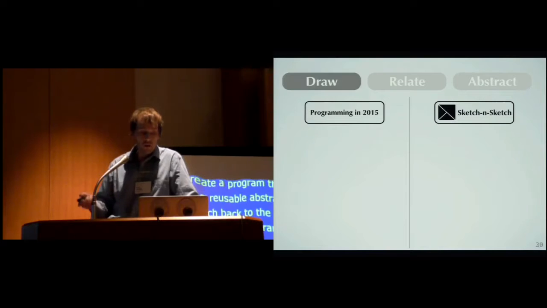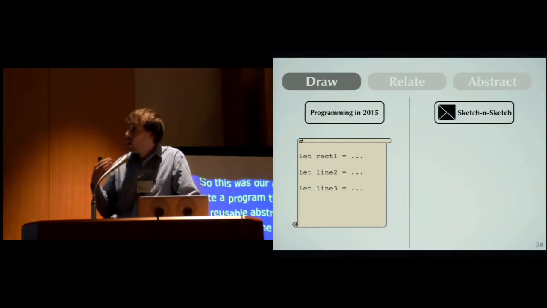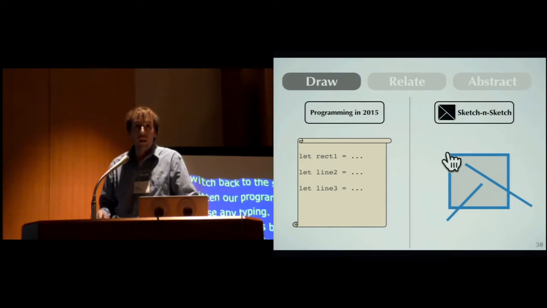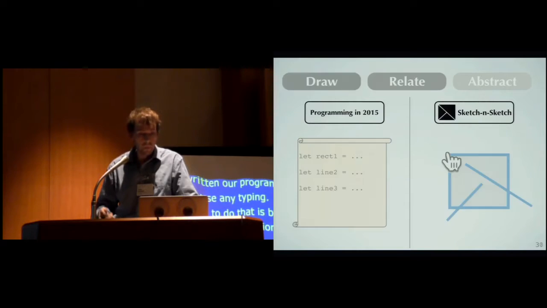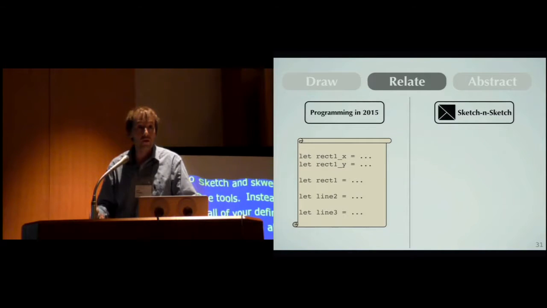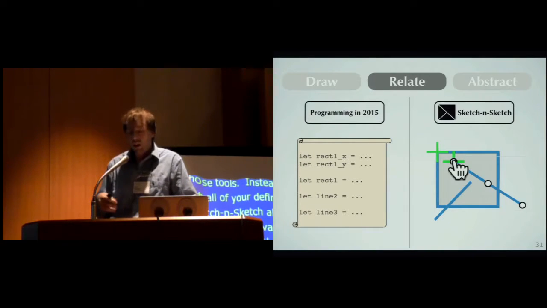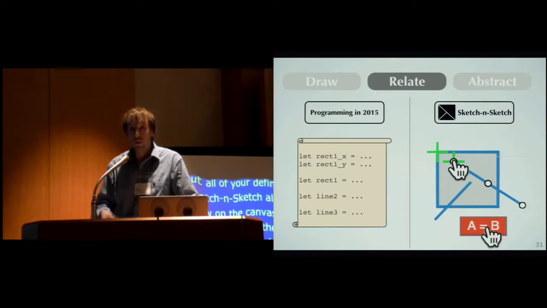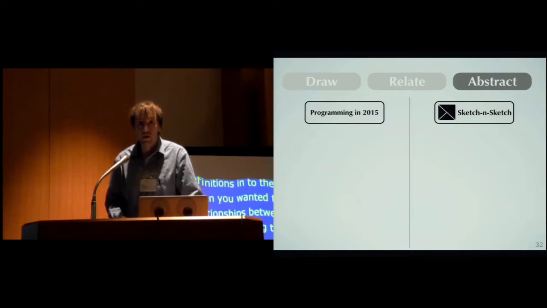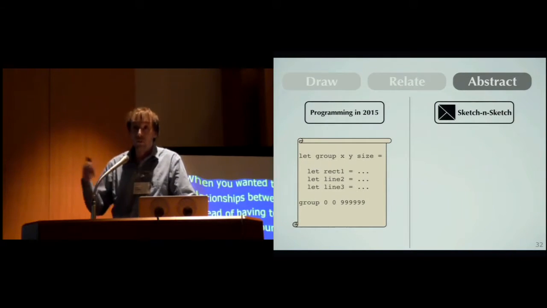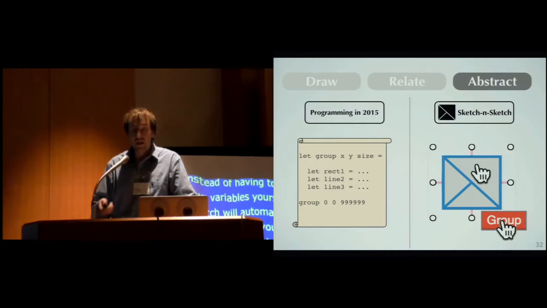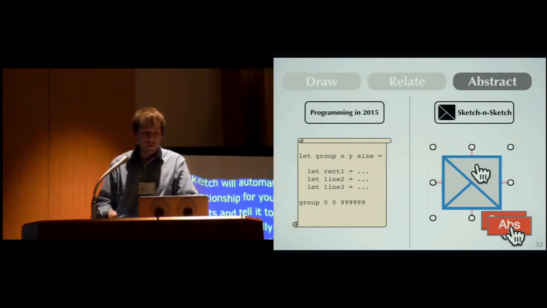When you wanted to draw shapes on the canvas, instead of having to write out all of your definitions by typing, Sketch and Sketch allows you to simply draw on the canvas, and it will insert the definitions into the program for you. When you want to declare the relationships between your shapes, instead of having to manually type in new variables yourselves, Sketch and Sketch will automatically encode the relationship for you when you select the points and tell it to equalize them. And then finally, when you want to package your design into a function, instead of having to manually convert your code into a function, you can simply select the shapes you want to group them together, and abstract them into a function.